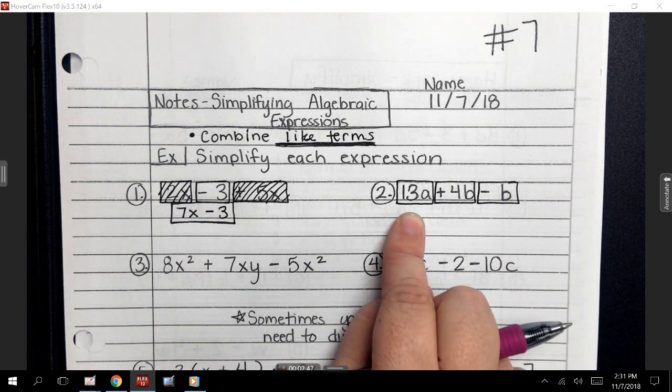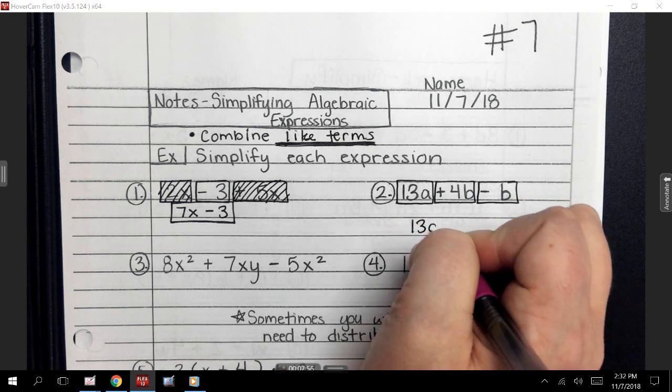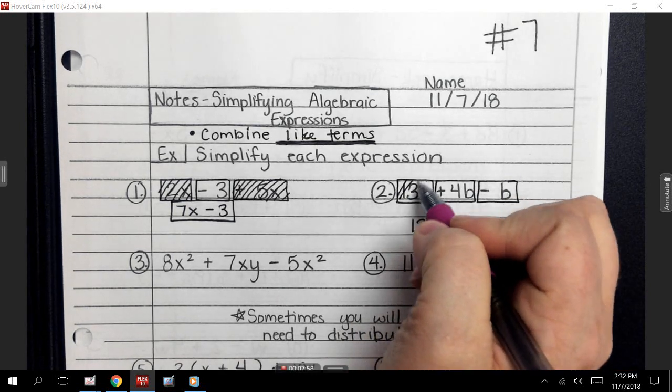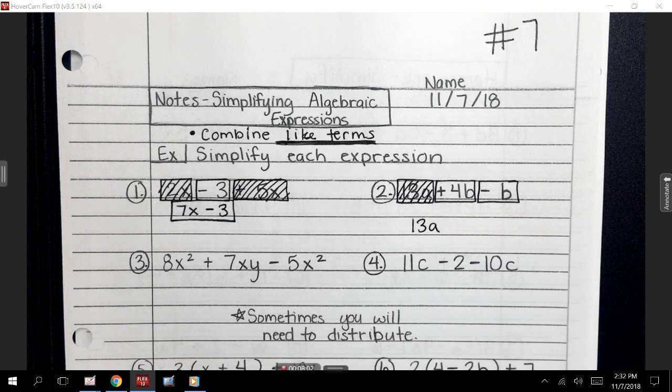All right, so now let's start with my first box, 13A. Are there any boxes that have an A? Are there any boxes that match? No. It's just 13A, right? So we're just going to write 13A because there's nothing that matches. So I have 13A, and I'm going to mark that one out because I've already written it down. Okay. Are we good so far? Raise your hand if you have a question.